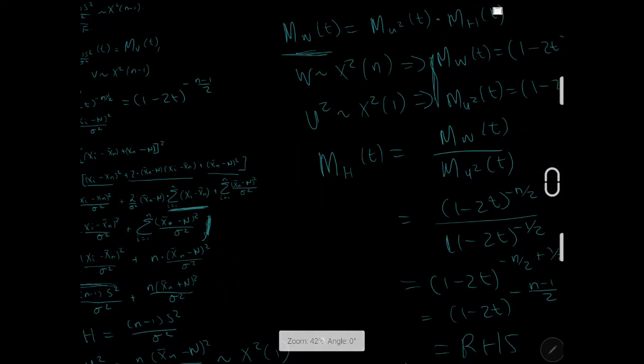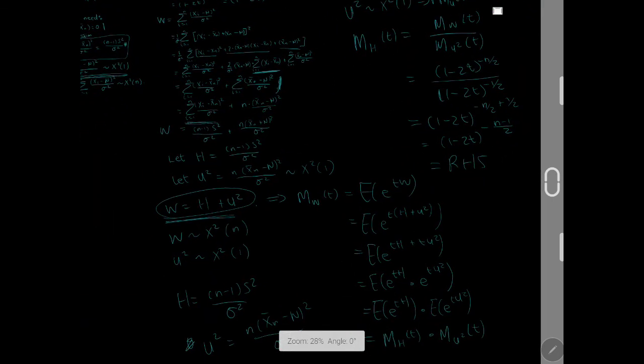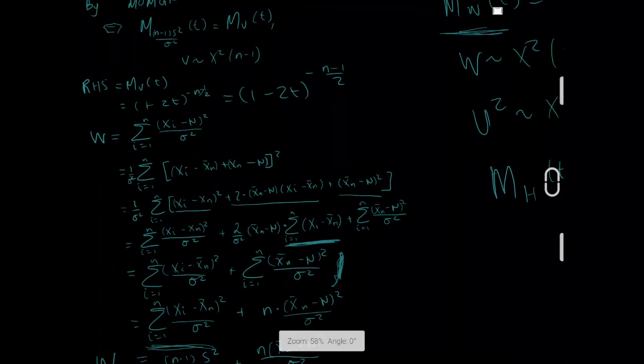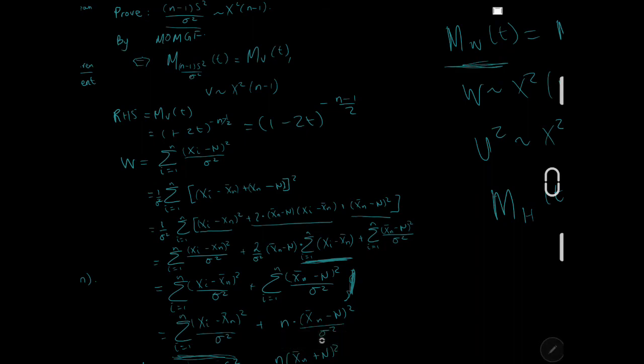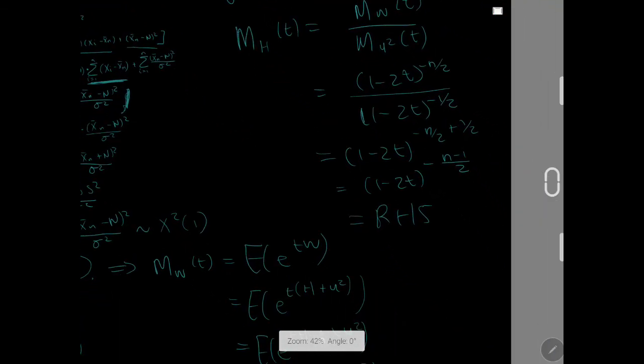So that right-hand side is equal to our left-hand side, which is the moment generating function of h, which is this thing over here, n minus 1 s squared over sigma squared, and that is what we were trying to prove. So because we proved that M of h of t is equal to M of v of t, we have therefore proven that n minus 1 s squared over sigma squared is a chi-square distribution with n minus 1 degrees of freedom.